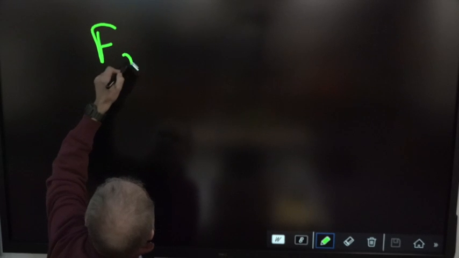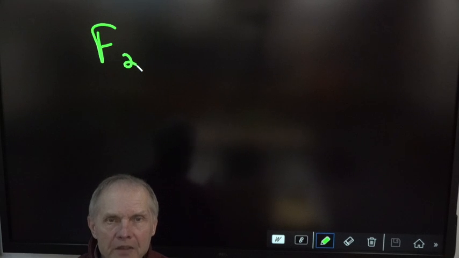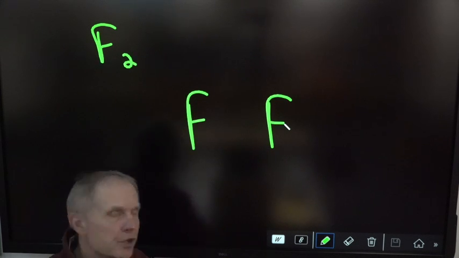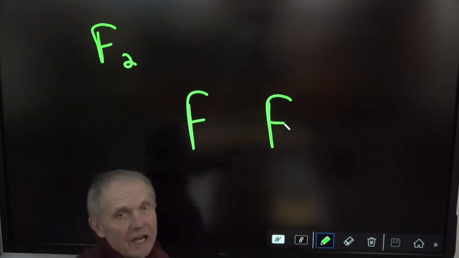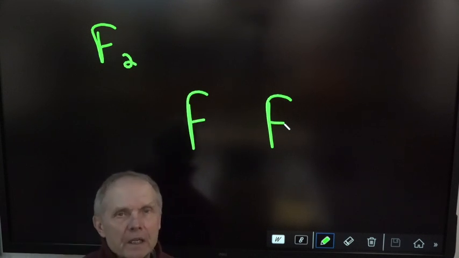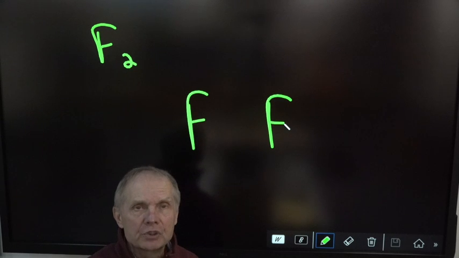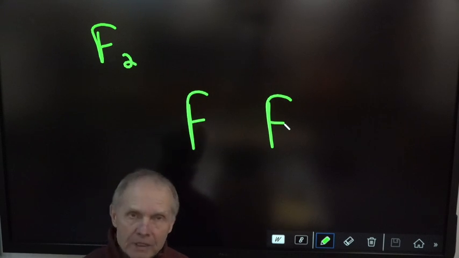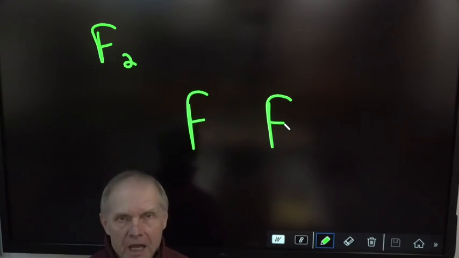Another one. Let's do a different one. Let's do this one: F2. First of all, F2 is a diatomic gas. What do we know about diatomic gases? Can one F pull harder than the other F? No. So F2 is a diatomic gas, and we said it's equal sharing. So the diatomic gases are equal sharing. That means it's a non-polar bond. But now let's see if it's a polar molecule or a non-polar molecule.